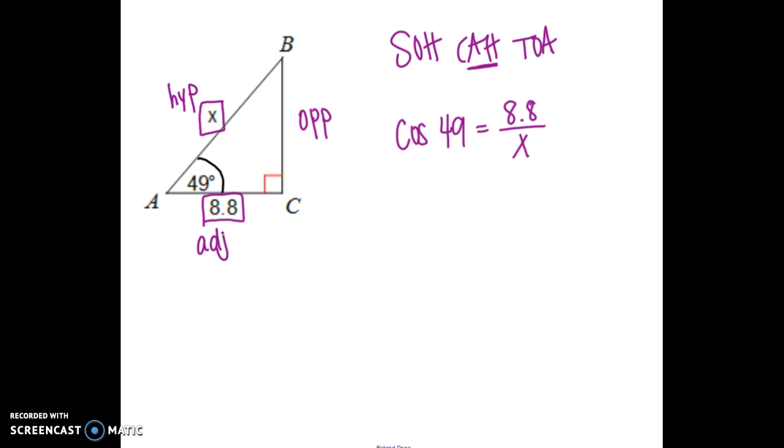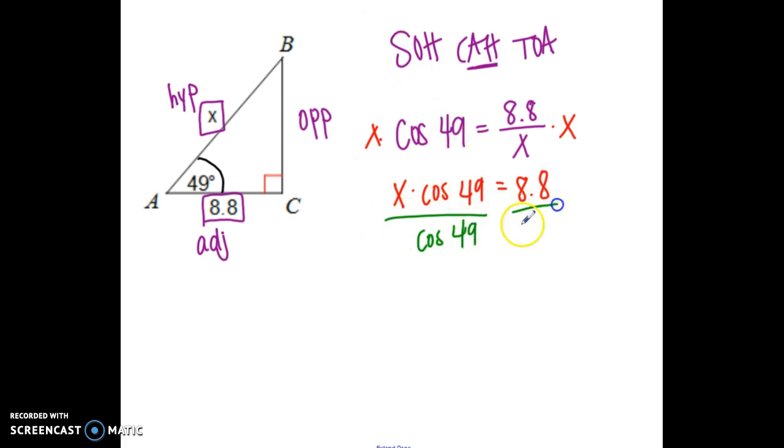So now it's just a matter of solving that equation. Typically, this is kind of the worst case scenario when the variable ends up being in the denominator. So you need to be careful about how you go about actually solving this. To isolate x, we want to get that first out of the denominator. So for me, I would multiply both sides by x. So we have x times the cosine of 49 equals 8.8. And then to get x by itself, we're going to divide both sides by the cosine of 49.